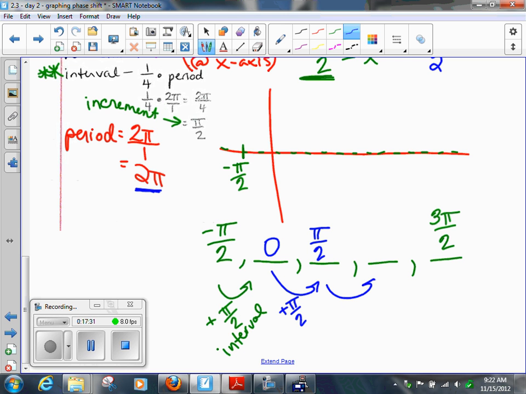Pi over 2 plus pi over 2 is, what's 1/2 plus 1/2? Pi. Okay, and if you need to put up here, put 2 over 2. So you'll know it's pi. And then, folks, what's 2 pi over 2 plus 1/2? 3 pi over 2. Do you see what I'm doing, yes or no? Okay. Now, mark these spots.